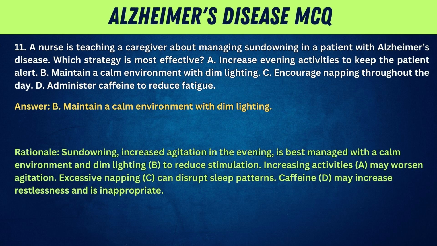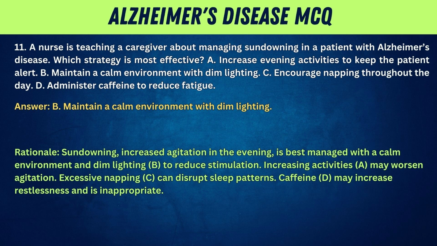11. A nurse is teaching a caregiver about managing sundowning in a patient with Alzheimer's disease. Which strategy is most effective? A. Increase evening activities to keep the patient alert. B. Maintain a calm environment with dim lighting. C. Encourage napping throughout the day. D. Administer caffeine to reduce fatigue. Answer: B. Maintain a calm environment with dim lighting.